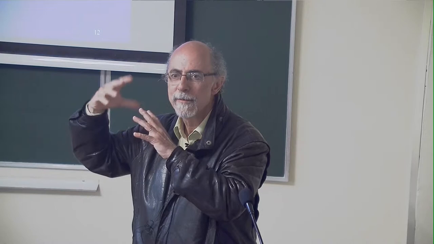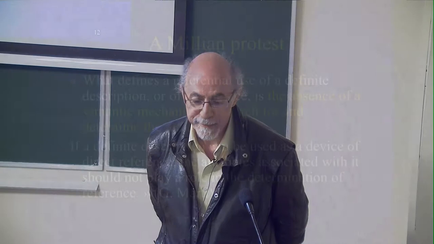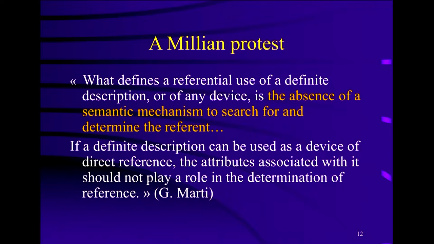via certain conditions. What she says here is that what defines a referential use of a definite description or any device is the absence of a semantic mechanism to search for and determine the referent. So the idea is that there are cases in which the referent is determined by a certain criterion. We have a criterion. We look for the individual who satisfies the criterion. That's not direct reference. That's indirect reference. That's reference via properties. And there is something which is genuine direct reference. That's the case in which we refer, but not via a criterion. So that corresponds to the Millian idea that in the case of names, we don't have any criterion. There is this direct association.